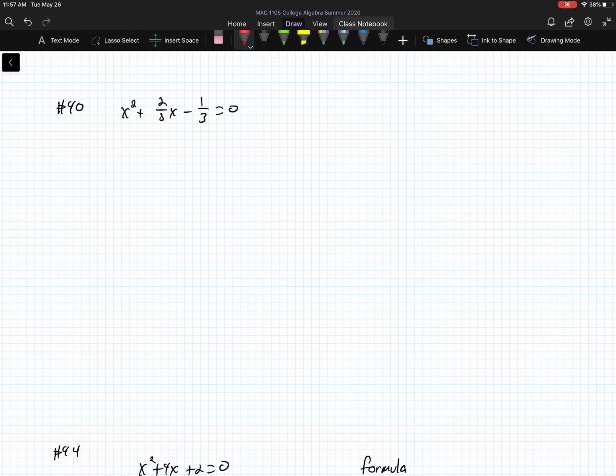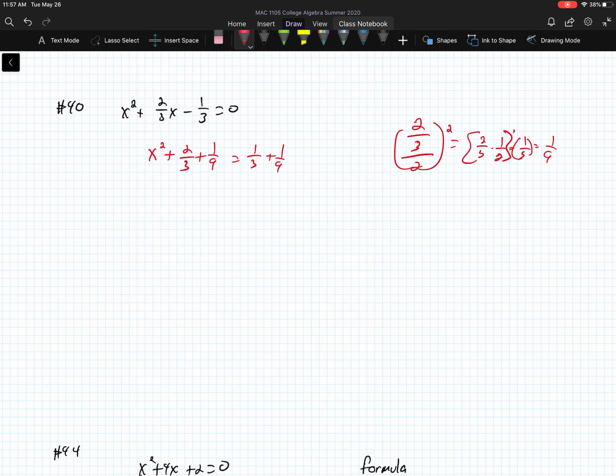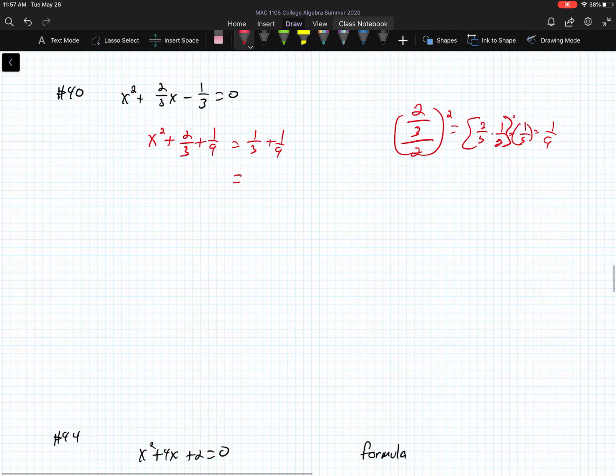So number 40, again, the first thing I'm going to do is move my 1/3 over to one side. Then I'm going to figure out, okay, what is 2 over 3 divided by 2? So that is going to be the same as 2 over 3 times 1/2, which is going to be equal to 1/3, right? Because the 2's cancel out. So then I'm going to square this, so it becomes 1 over 9. So I'm going to add 1 over 9 to both sides.